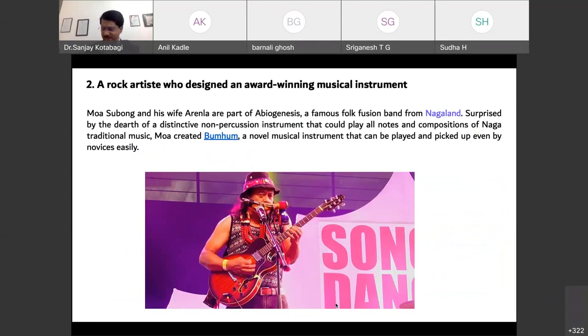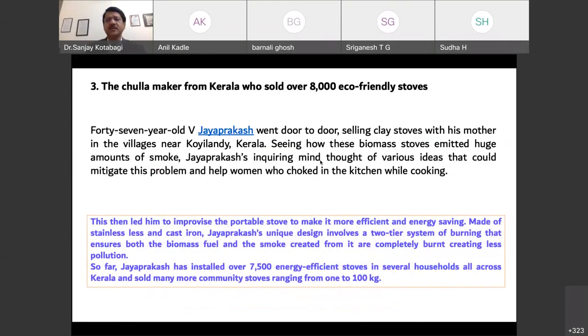It looks very funky, but this rock artist, who was from a socially and economically weak background, has come out with a music instrument called bumham. It's not a guitar, it's a bumham. Through that, he has now become a band artist in Nagaland. A chula maker from Kerala, Jay Prakash, has sold around 8,000 eco-friendly stoves, again using all the three circles, desirability, technical feasibility and viability, to develop the products.